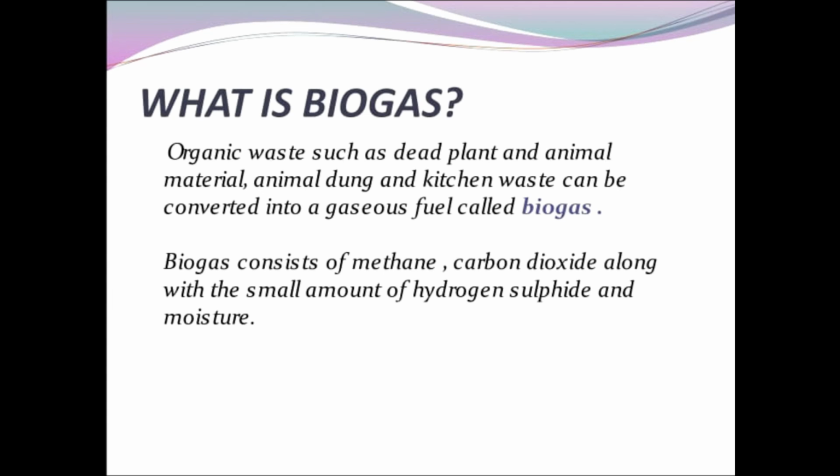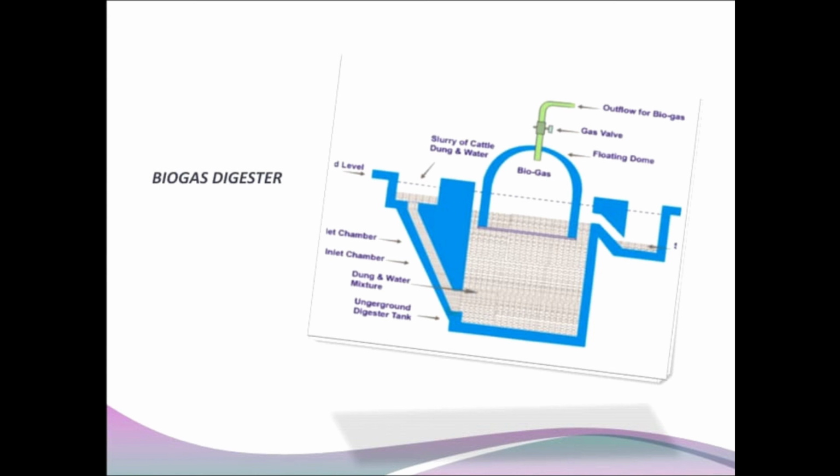First, what is a biogas? A biogas is a gaseous fuel which is converted from organic waste. It consists of methane, carbon dioxide, along with a small amount of hydrogen sulfide and moisture. Then this is the picture of a biogas digester.